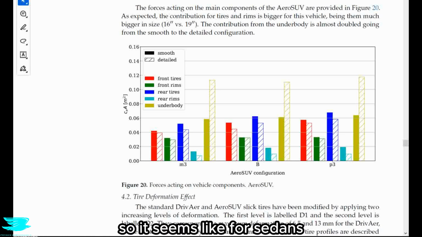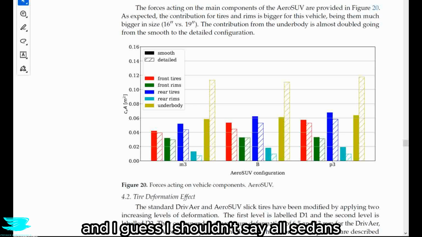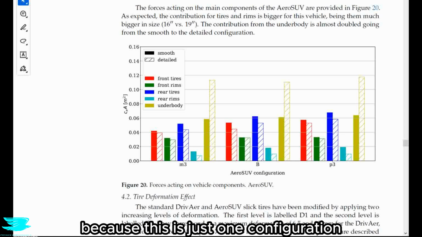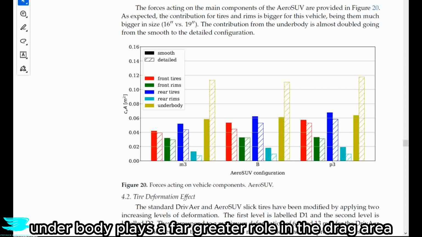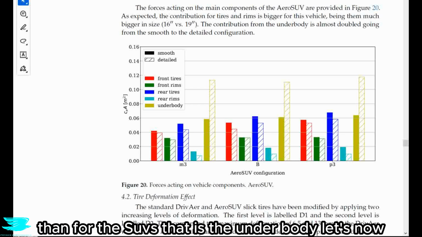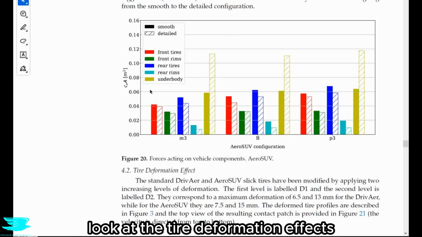So it seems like for the sedans, I guess I shouldn't say all sedans, because this is just one configuration, but for perhaps sedans, the underbody plays a far greater role in the drag area than for the SUVs. Let's now look at the tire deformation effects.